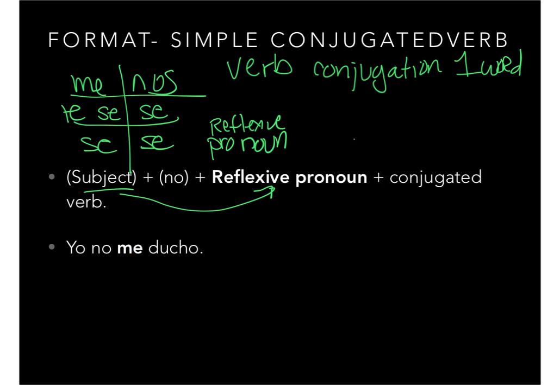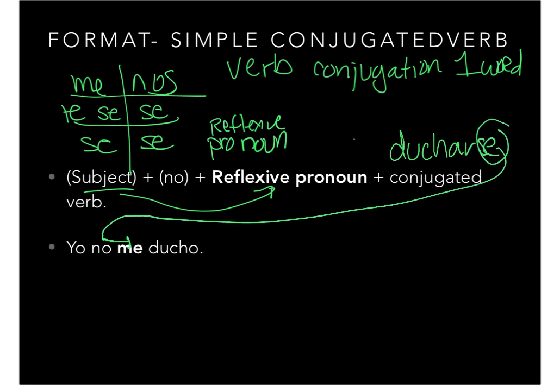Second, conjugate your verb like normal. Okay, so if our verb were lucharse, we took care of this se, we turned it into a me, and we put it right there. Okay, and then secondly, we're left with luchar, a normal verb. Chop off the AR, add an O, and we get lucho. Yo me lucho.